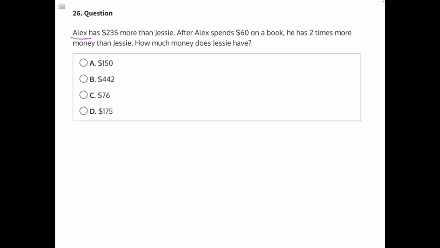One using this information. The money Alex has is equal to $235 more than Jesse. "More" is a word in math that means to add. So he has $235 more than Jesse.